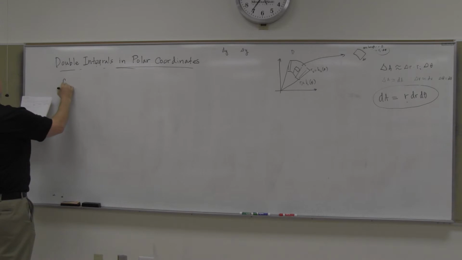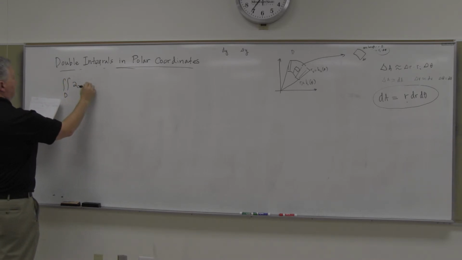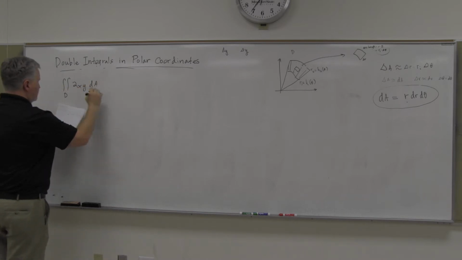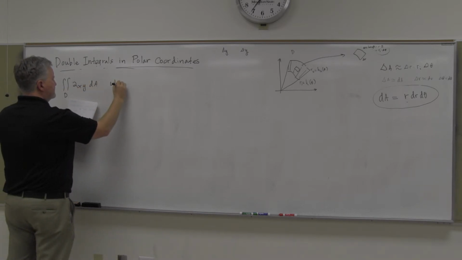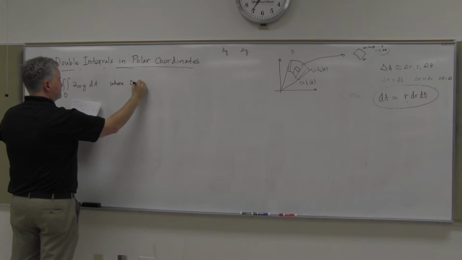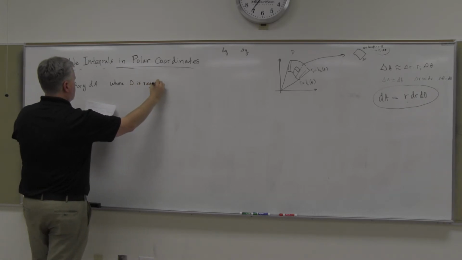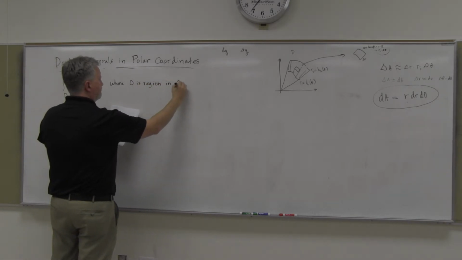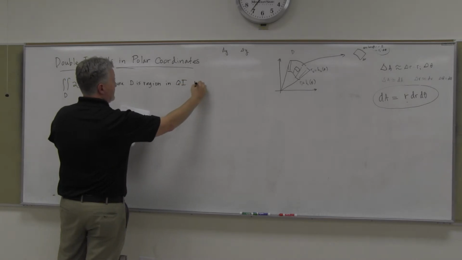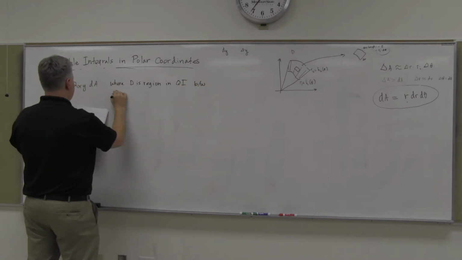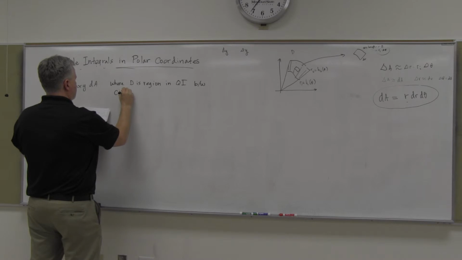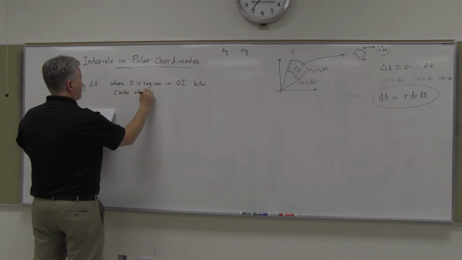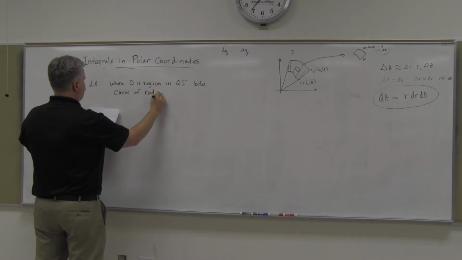Right, so the double integral over D of 2xy dA, where D is the region in quadrant 1 between circles of radius 2 and 5, centered at the origin.